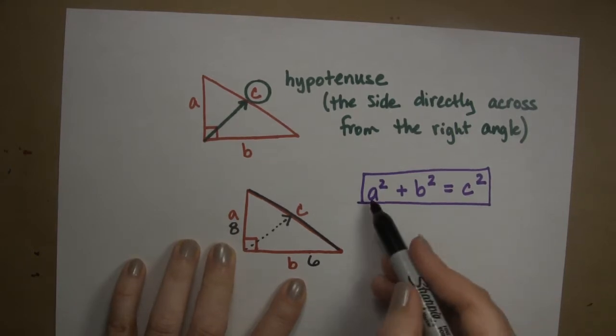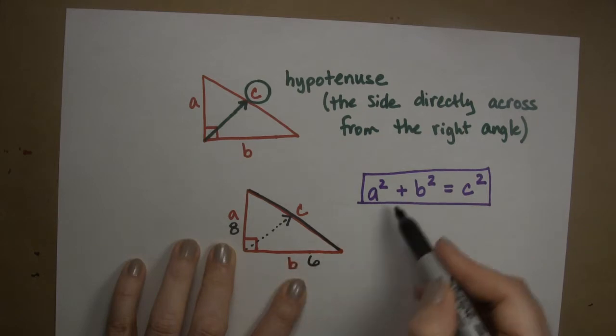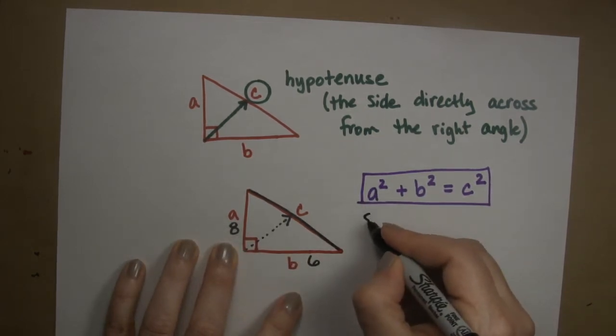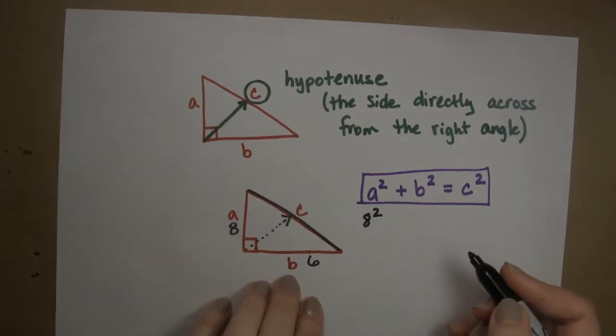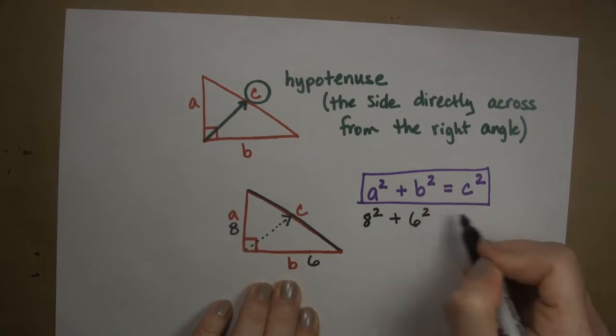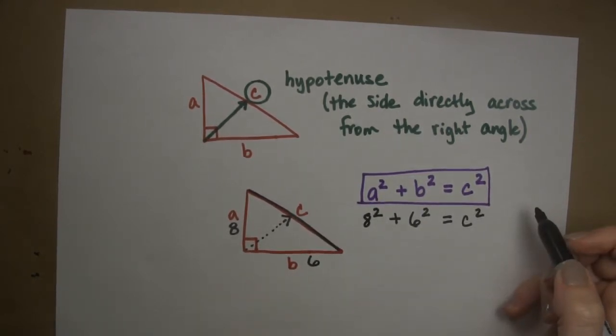Okay, so we're going to use this formula, the Pythagorean theorem, and we're just going to plug in those numbers. So for A, we have 8. So this is 8 squared plus, and for B we have 6, so 6 squared equals, C we don't know, so we're just going to keep calling it C for now.